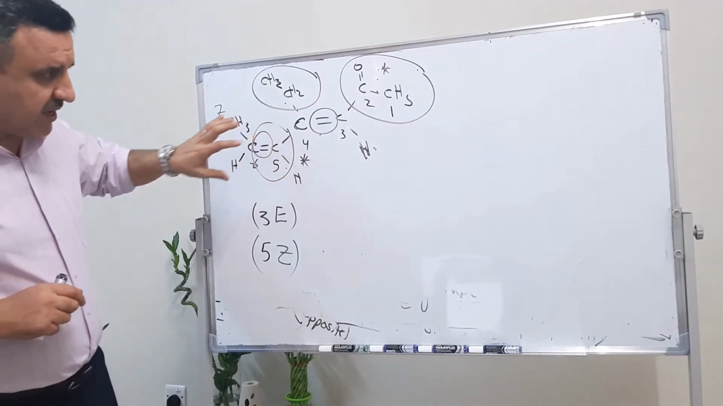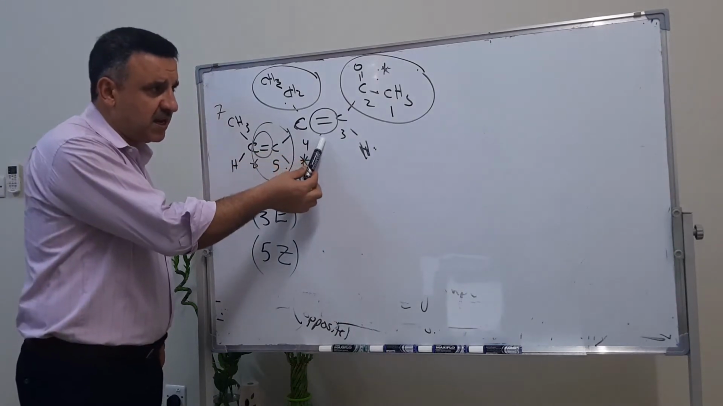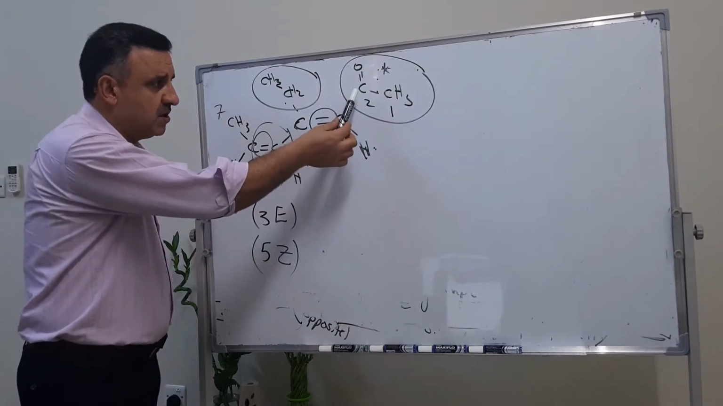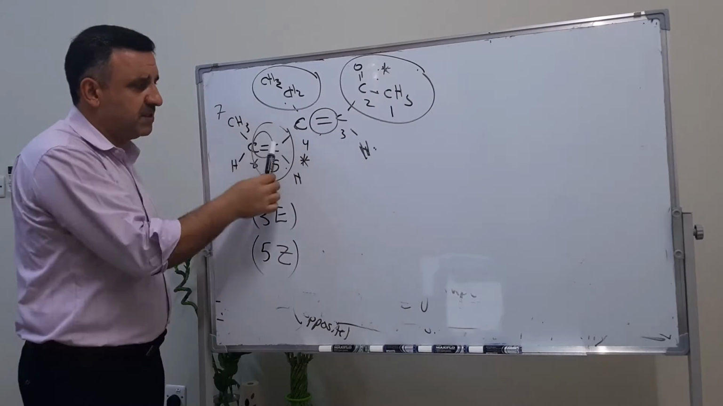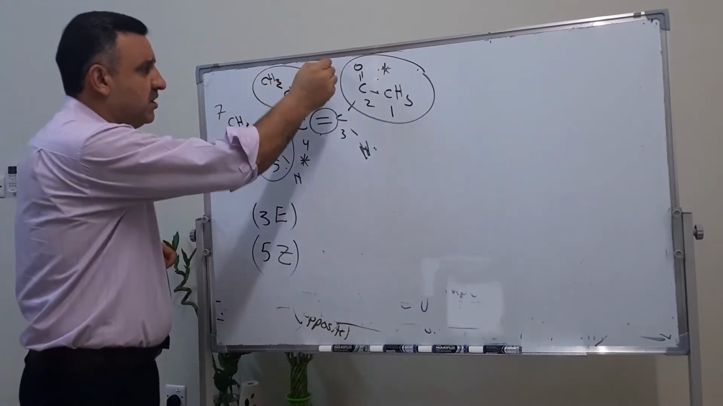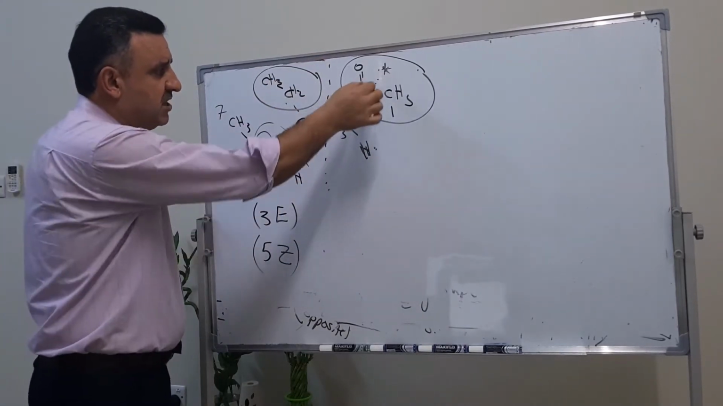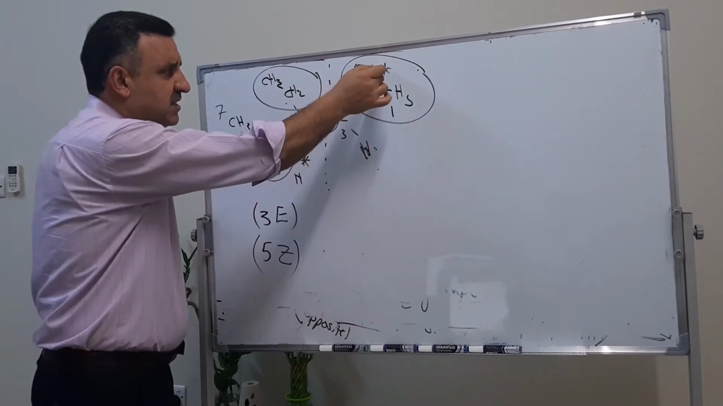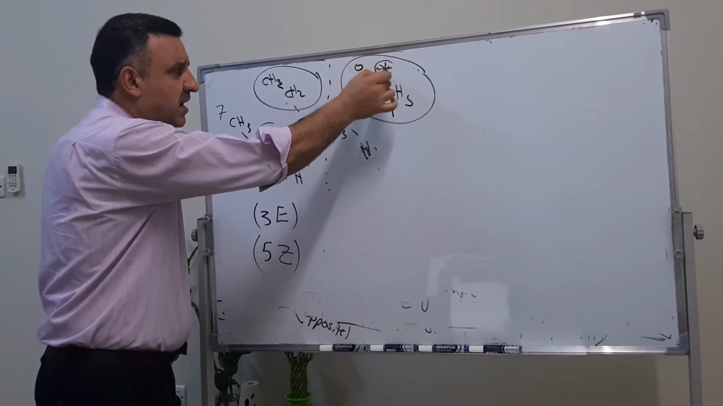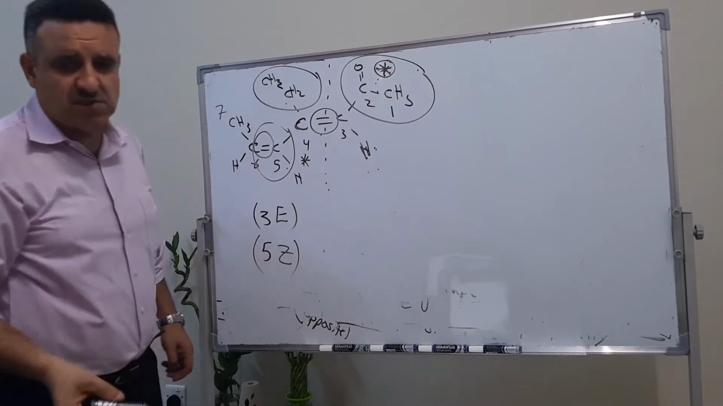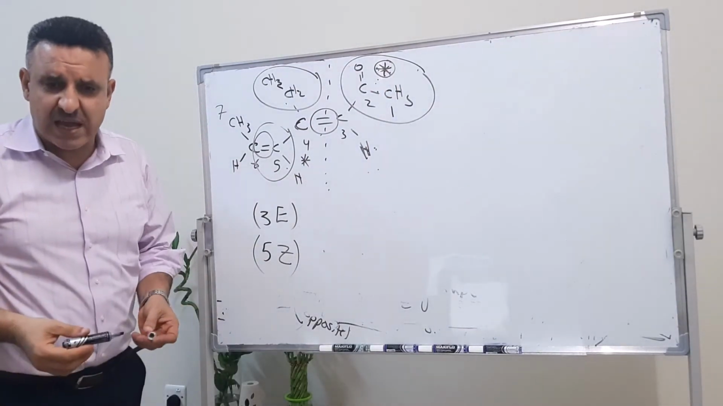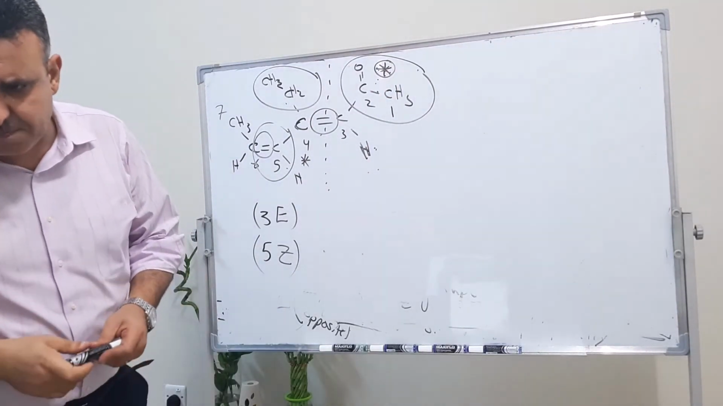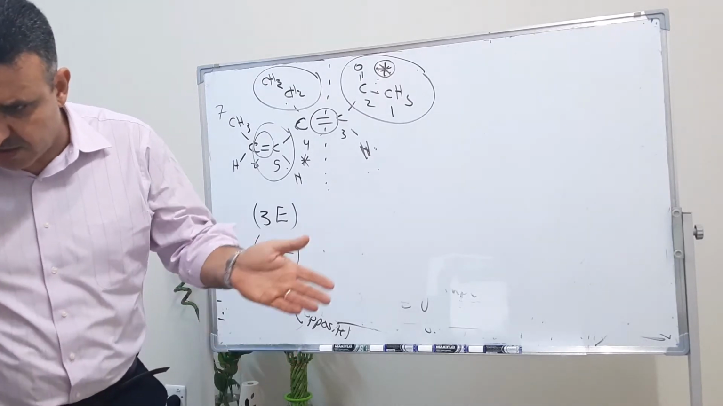Clear? Yes. Okay. Around this carbon double bond carbon, we have 4 groups. We have this group, this group, this group, this group. Now what we said, we need to compare these 2 groups. Very obvious that this group has higher priority compared to the hydrogen. Any atom has higher priority compared to any hydrogen. Clear? You follow me?